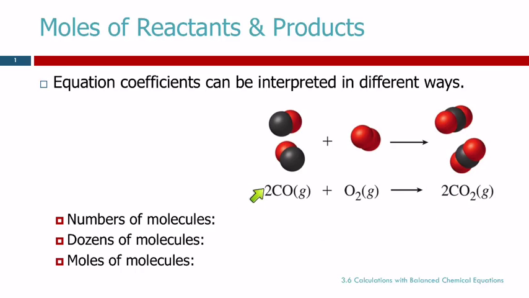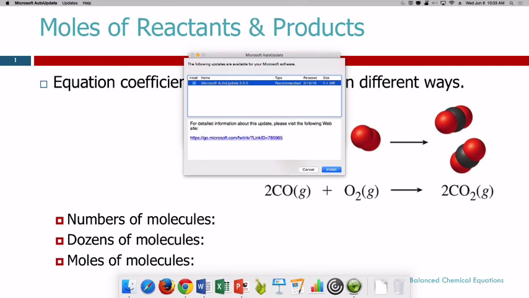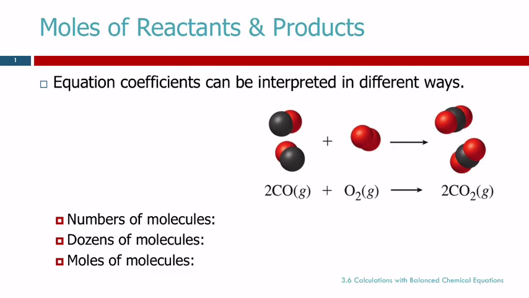We can interpret these coefficients in different ways. We can interpret them to be numbers of molecules or atoms, right? And that's what this picture is showing. 2 carbon monoxide molecules react with 1 oxygen molecule to produce 2 molecules of carbon dioxide. So 2 of those molecules and 1 of those molecules makes 2 of those molecules.